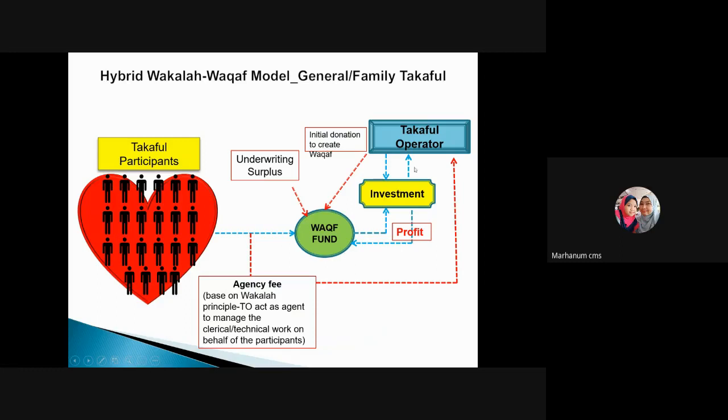So the investment profit will be returned to the wakaf fund because it is not owned by the participant, so it cannot be shared with the participant, but it can be shared with the takaful operator. Maybe the takaful operator can adopt the mudarabah principle, profit sharing, so they get a portion of the profit to maintain their business. Okay, so the agency fee is paid to the takaful operator. As I know, previously one of the takaful operators adopted the wakaf model, but they do not practice it in this way.